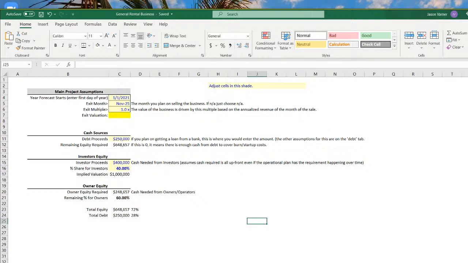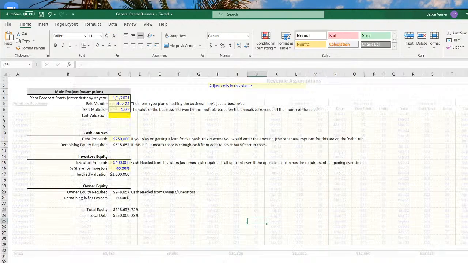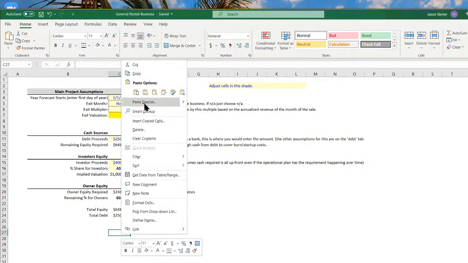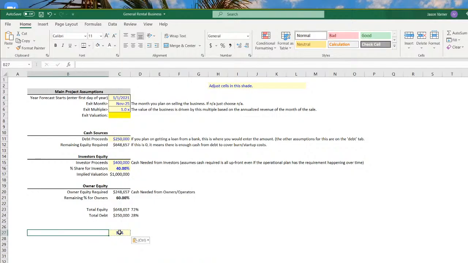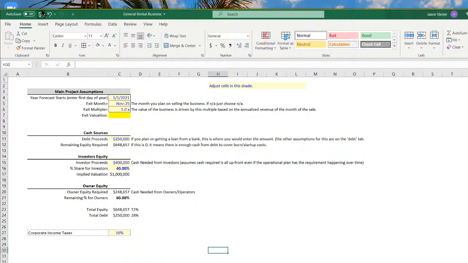We'll probably put our tax rate. Let's put the corporate tax rate here. Corporate income taxes. Now, if you don't want to account for taxes at all, which I understand why not, then you can just zero this out.